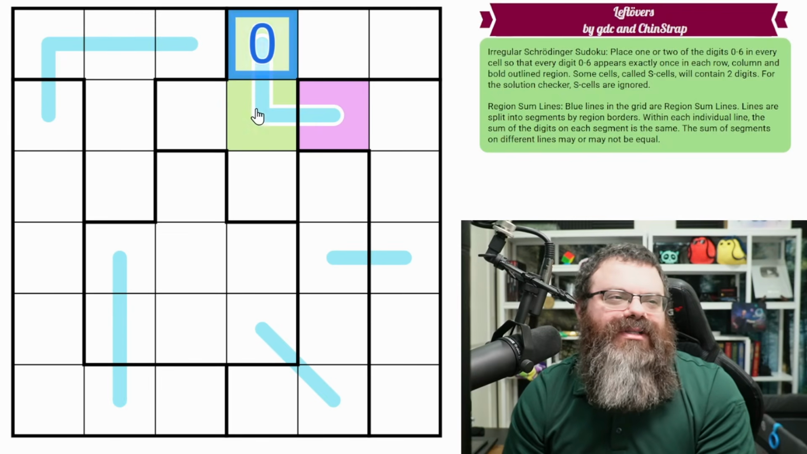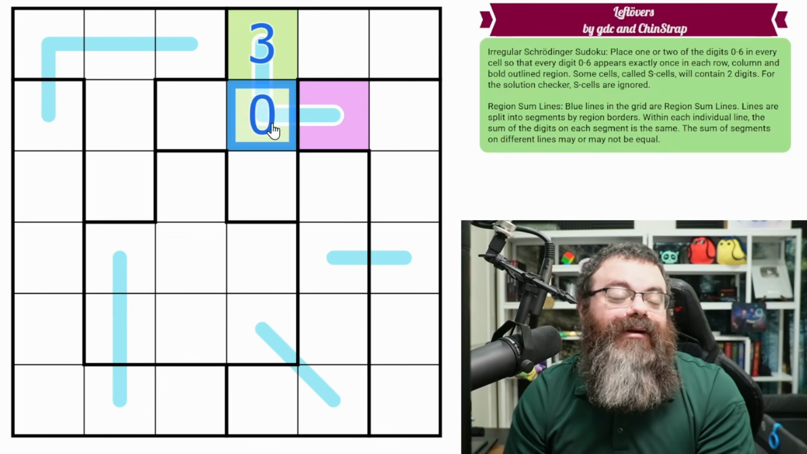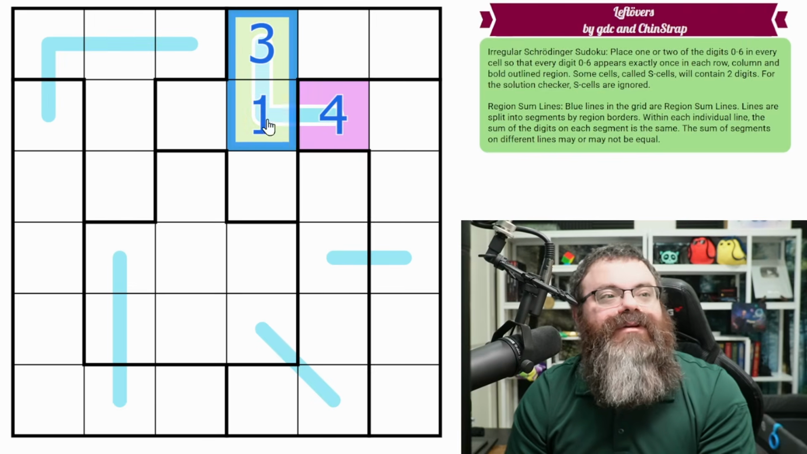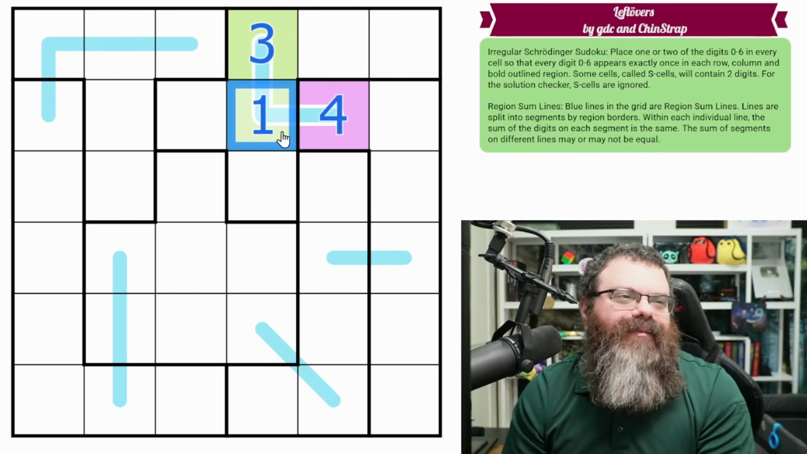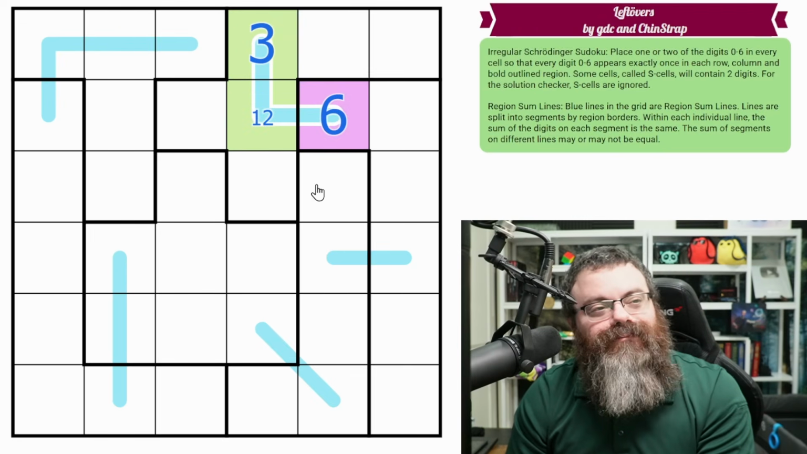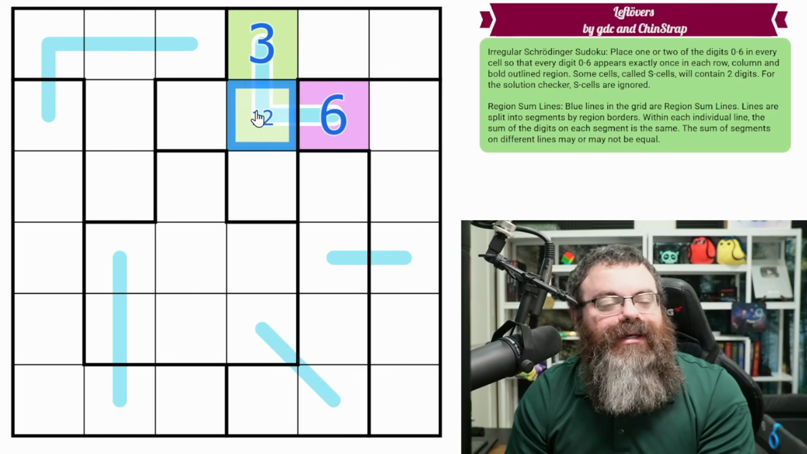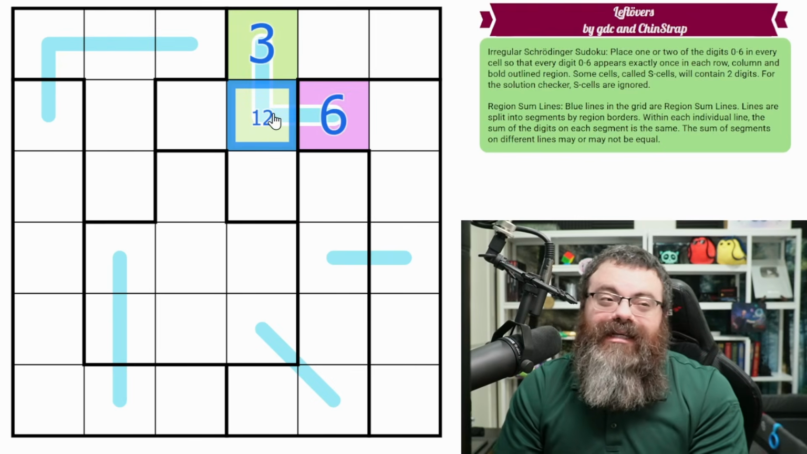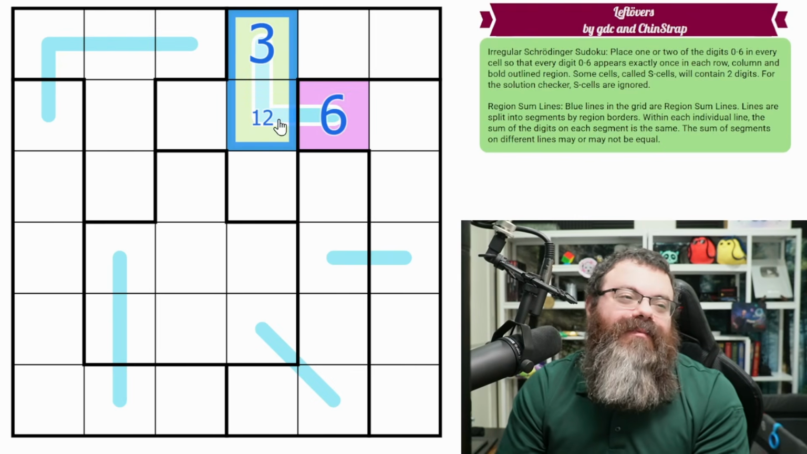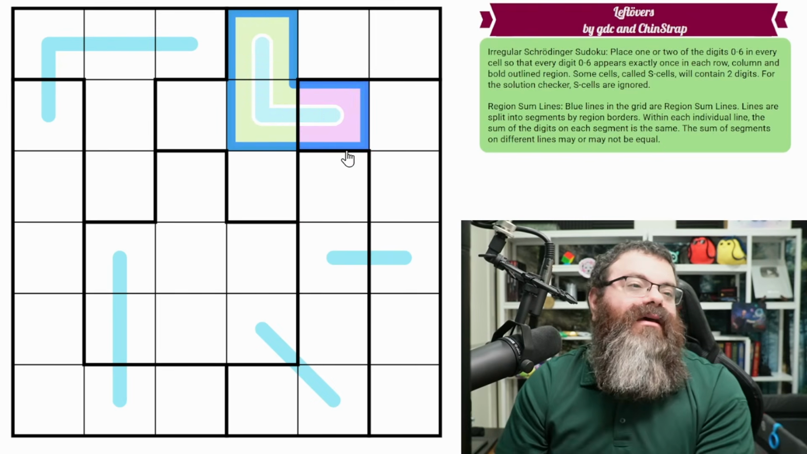So if this was, say, 0, let's just do 3, 0, then this would be a 3. 3, 1, this could be a 4, for example. All right. If we had an S cell here, like 3, 1, 2, then this could be a 6. This would be our S cell right here. Because remember, it contains 1 and 2, so the sum is going to be 1 plus 2 plus 3. And that's 6.